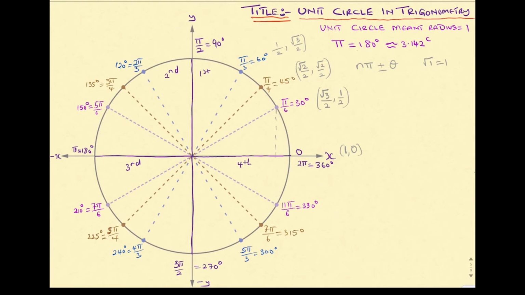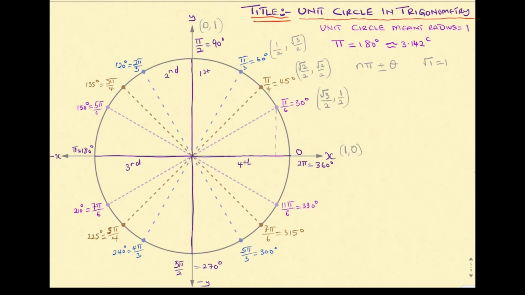And for 90 degrees, x is 0, y is 1. And that's for 90 degrees. Now let's find the values for each of these multiples of these angles.